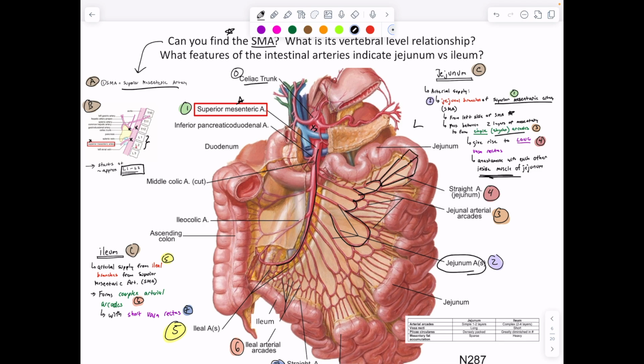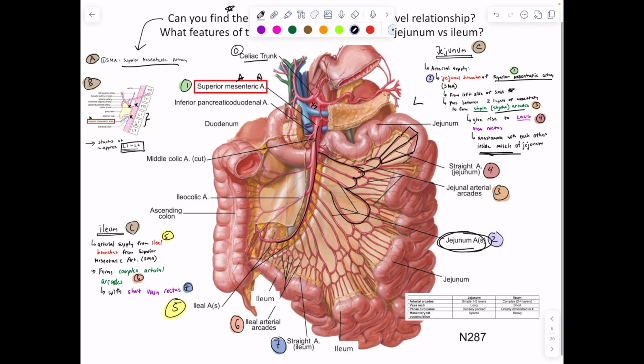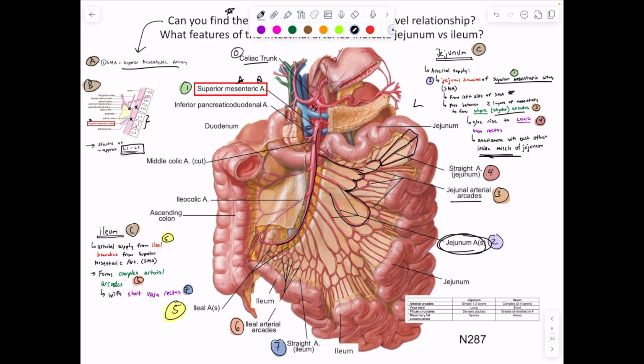All right, so branches off the superior mesenteric artery are giving our jejunal arteries. Those circle around and become jejunal arterial arcades, which you can see here, and those give rise to vasa recta, which are exceptionally long for the jejunum, and then those anastomose with each other inside of the walls of the jejunum itself.